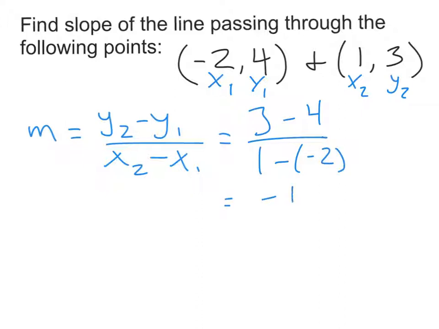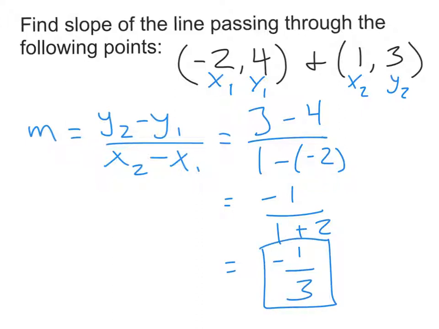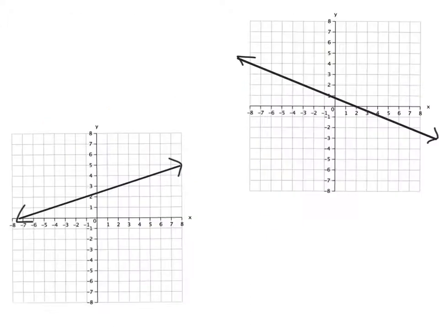3 minus 4 is negative 1. 1 minus negative 2 is actually 1 plus 2. So we get negative 1 over 3. That is the slope of the line that passes through these 2 points.